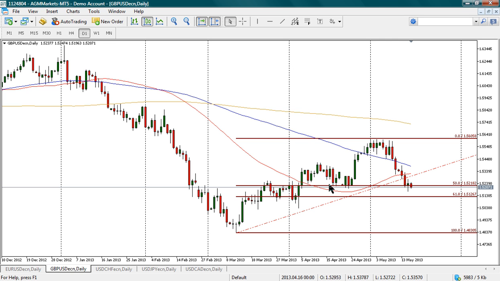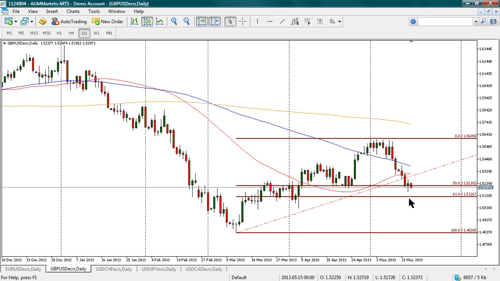You can also see there's previous support to the left here, and previous resistance, and that's always interesting to see on fibs when a 50% retracement has coincided with previous support and resistance. It happens all the time, and that's why they're quite interesting in my opinion.